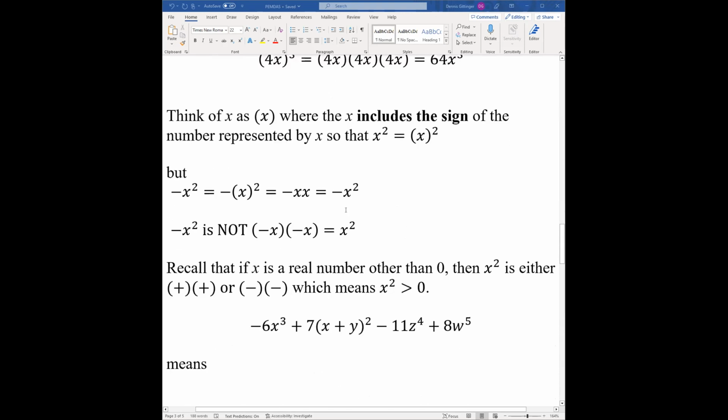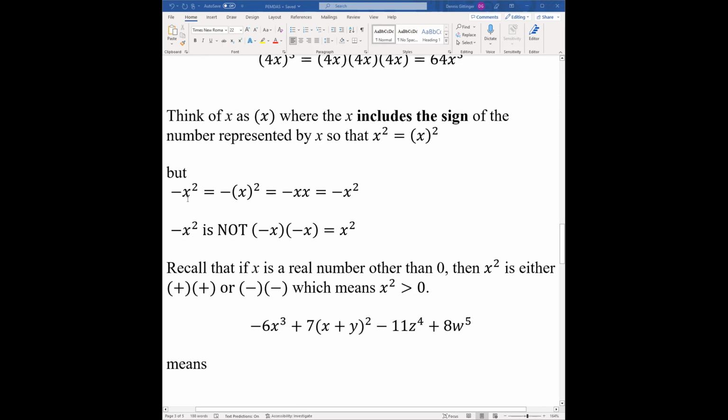I want you to think of x. This may help if you ever have to help somebody else. If I have a variable like x, I put it in parentheses to emphasize that if x has a sign like plus or minus, that is included. And this is what the big deal is. The sign is included with the letter.